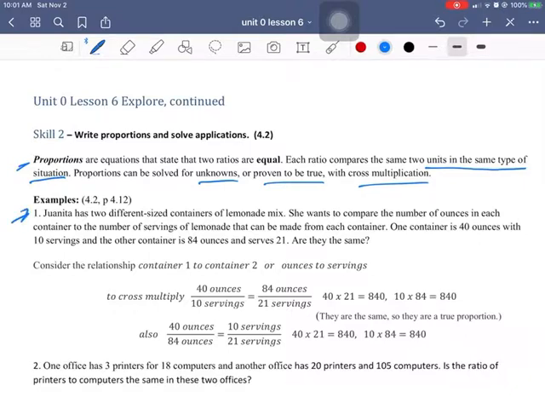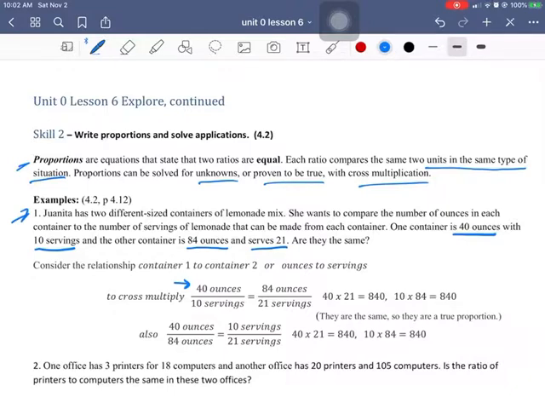Example number 1, Juanita had 2 different size containers of lemonade. She wanted to compare the number of ounces in each container to the number of servings of lemonade that can be made from each container. So which one does she want to buy? One container has 40 ounces with 10 servings, and the other is 84 ounces serving 21. So let's put them in a proportion. We have the 40 ounces gives you 10 servings. Put that information together. That's one container, right? Equals the 84 ounces versus 21 servings.